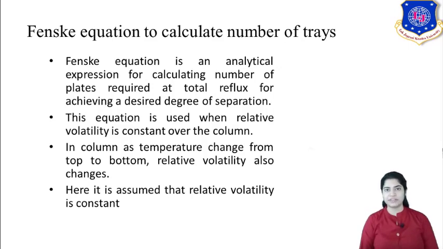So when total reflux is there, it might be given in the exam also, then you have to use the Vensky equation. Now for this equation, the first assumption is that your relative volatility is constant over the column. See, from bottom to top your temperature is changing. As temperature changes, your vapor pressure changes, and because of that, relative volatility also changes. But when we are doing the derivation, we assume that the relative volatility is constant over the column. So here the assumption is constant relative volatility.